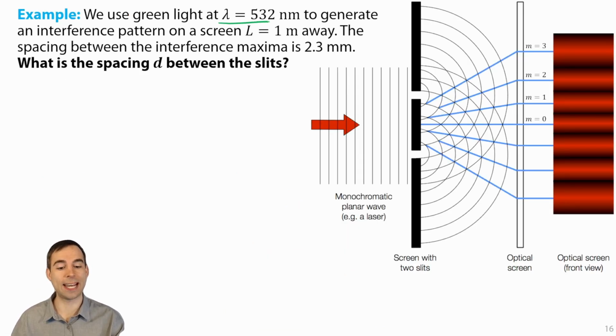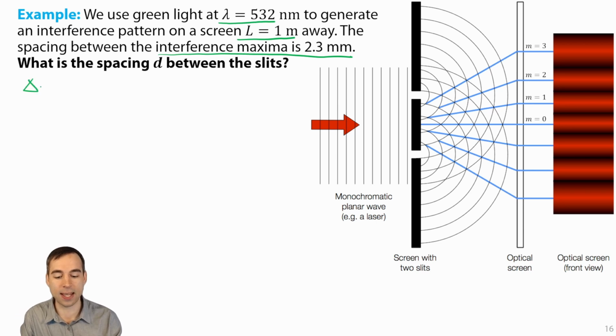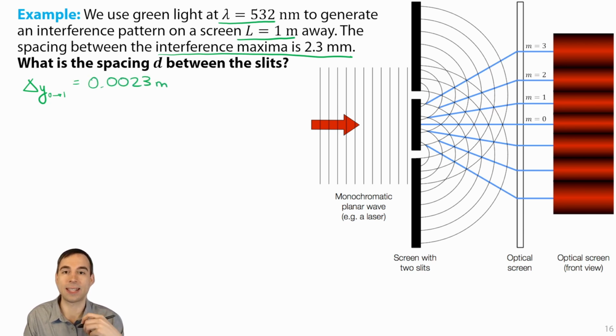Here we have a green laser that's sending a wavelength of 532 nanometer light toward a double slit window with a projection length of 1 meter between the window and the screen. And the spacing between the interference maxima is 2.3 millimeters. So let's actually label what that last variable is. That is saying that the spacing between the maxima, the delta y between any two bright spots, from 0 to 1, let's say, is going to be 0.0023 meters. I like to get everything in the standard units.